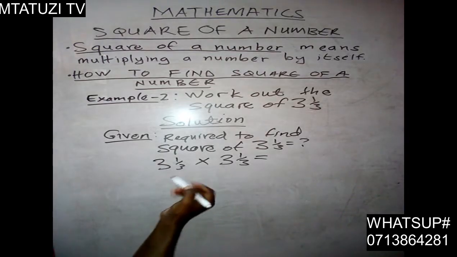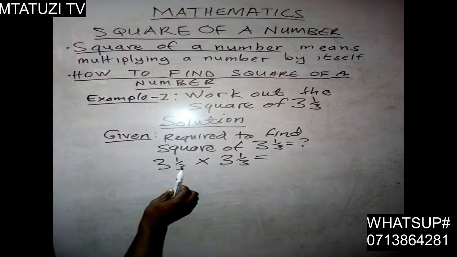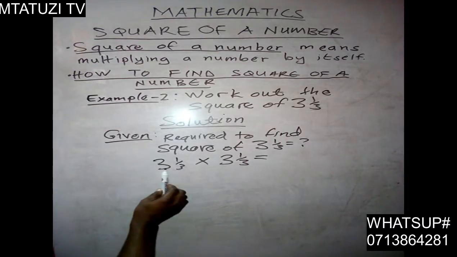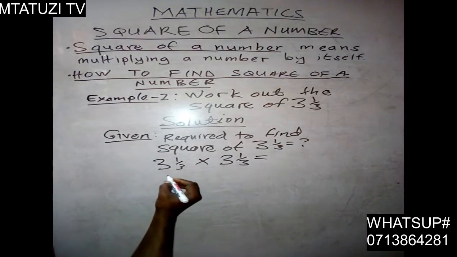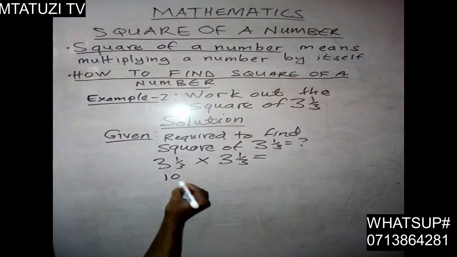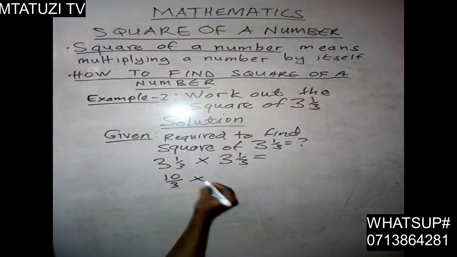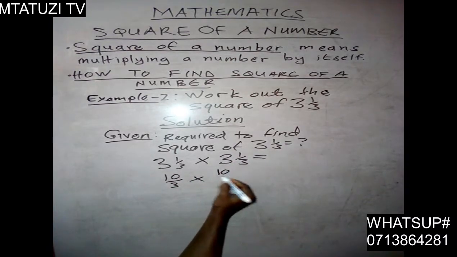So how do we change a mixed fraction into an improper one? We take 3 times 3, the denominator times this one. 3 times 3, you get 9. Plus 1, you get 10. So it is 10/3 times here. If you change it there also, you get 10/3.